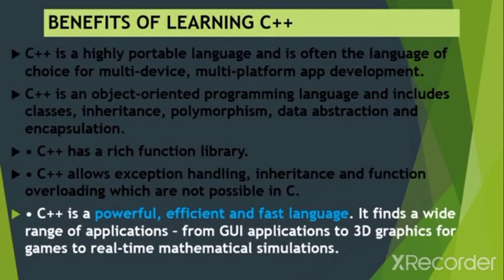C++ is a powerful, efficient and fast language. So it is very powerful when compared with the previous programming languages, and the speed is also very high. It finds a wide range of applications from GUI applications to 3D graphics for games to real-time mathematical simulations. So C++ is an easy, efficient and powerful programming language. It is used in many places in real-world applications.